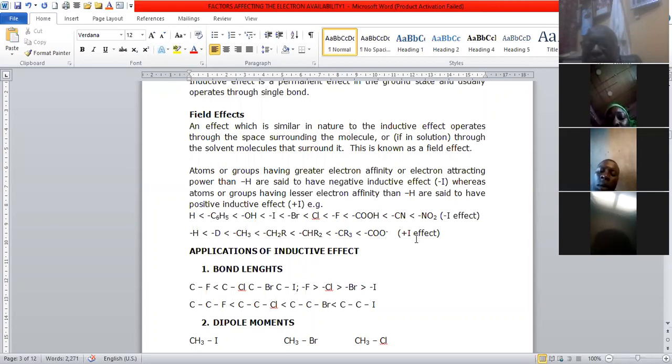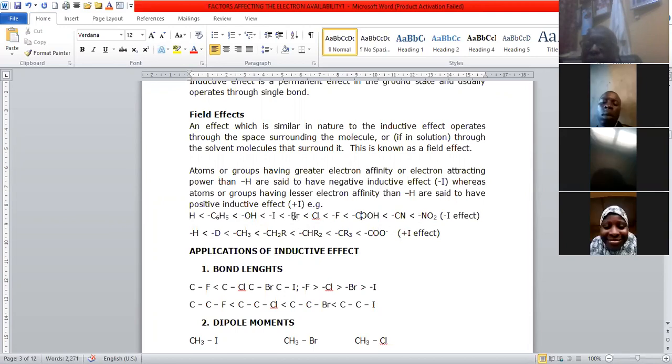Carboxylate ion has a positive inductive effect. Meaning that if you have any of these attached to a carbon atom, they will donate electrons to the carbon. But if you have any of the ones at the top attached to a carbon atom, they will pull electrons away from the carbon atom. Okay?